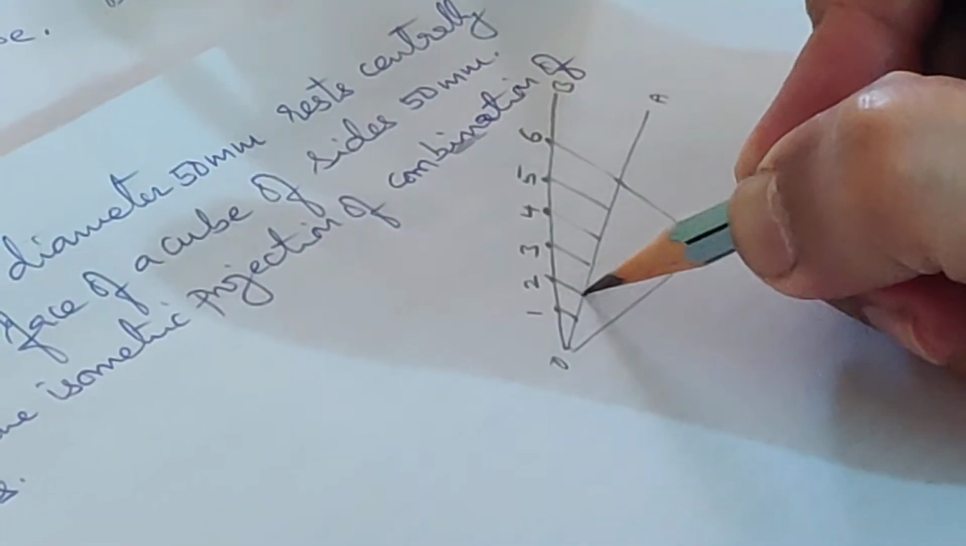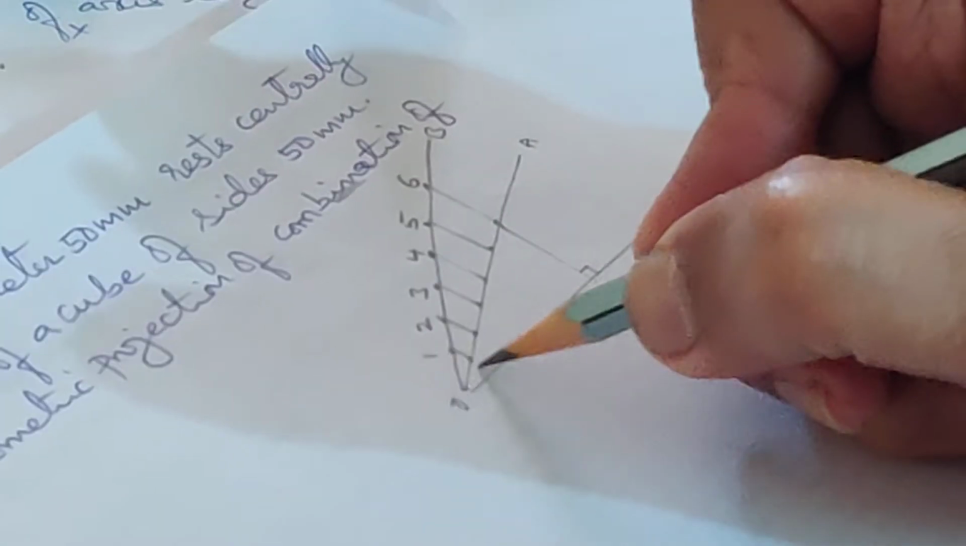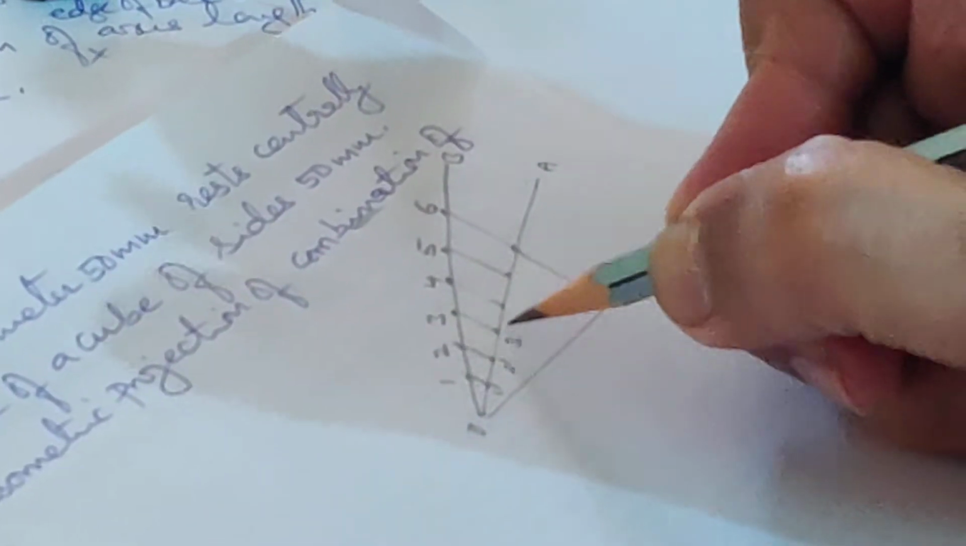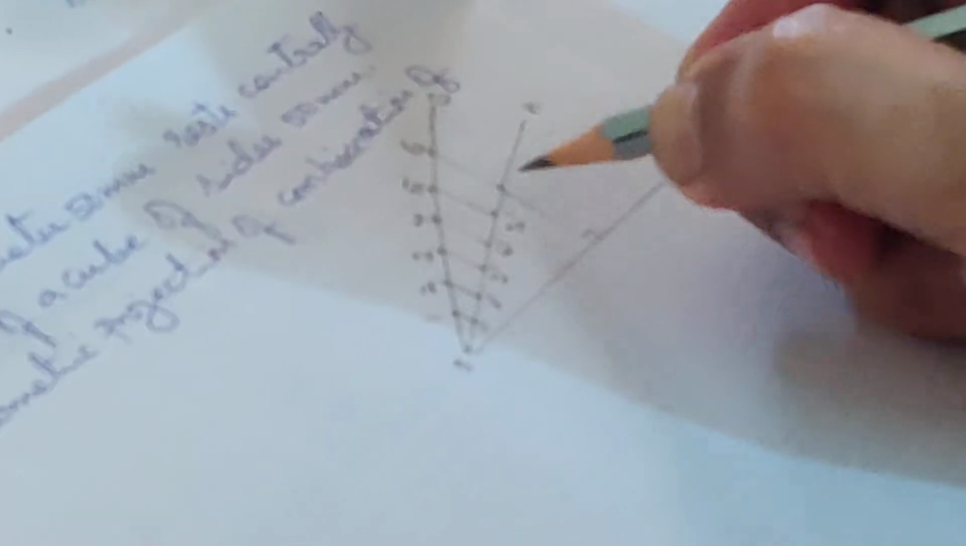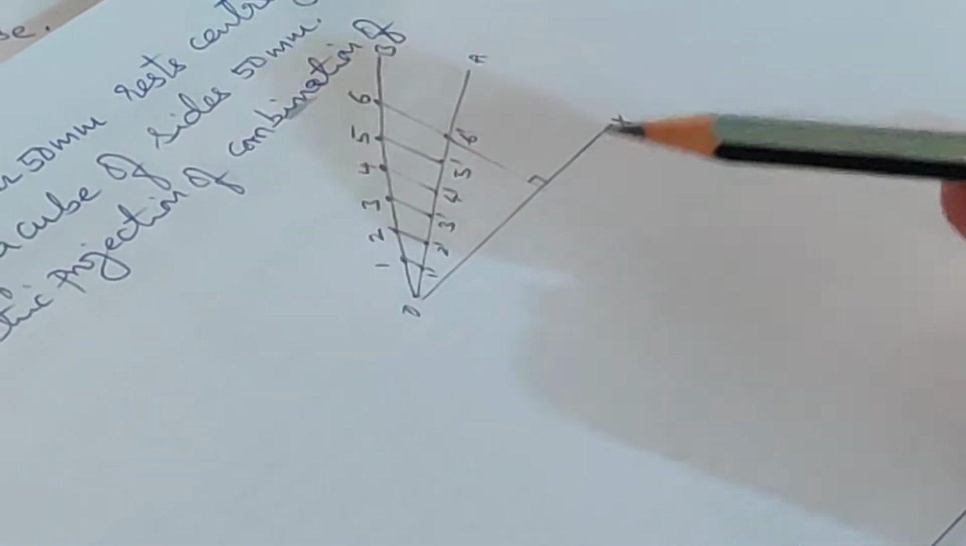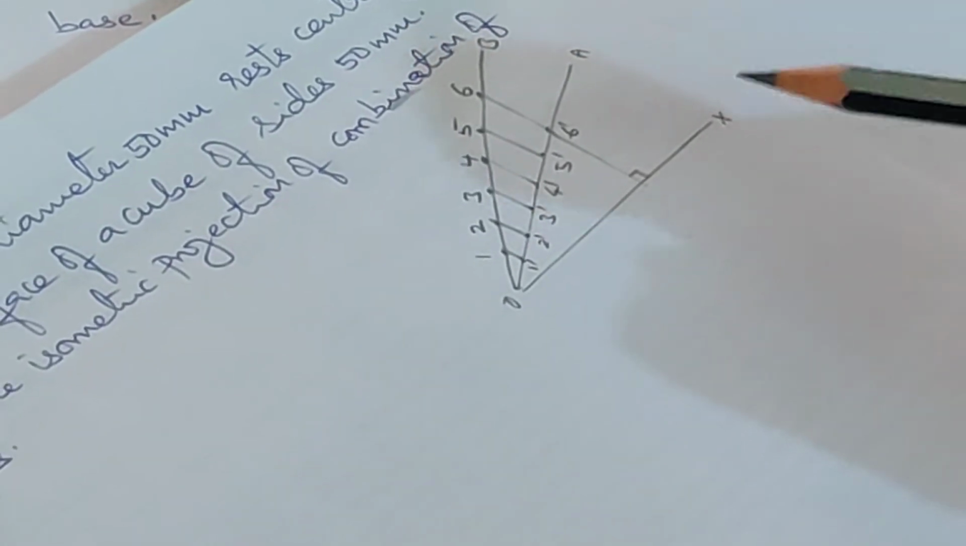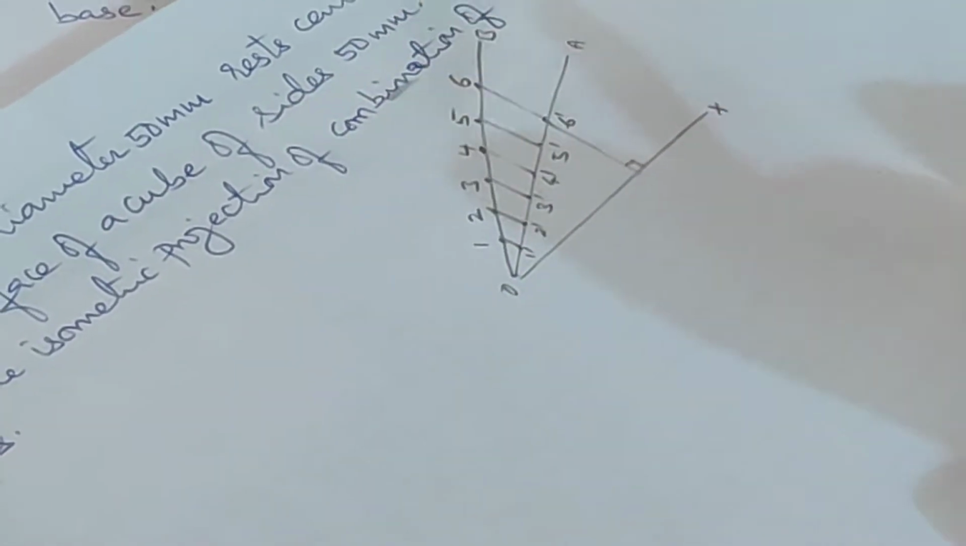These division points will be 1 dash, 2 dash, 3 dash, 4 dash, 5 dash, 6 dash, etc. So you should make this ready first. Once this is done, you can start your actual problem.